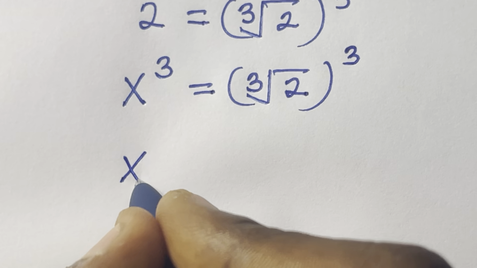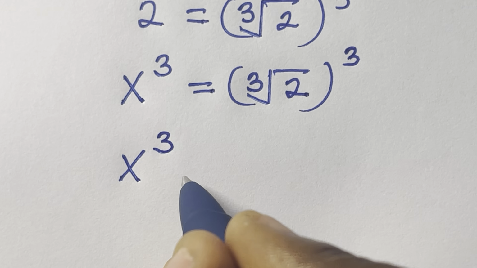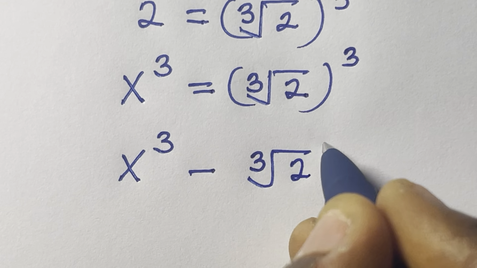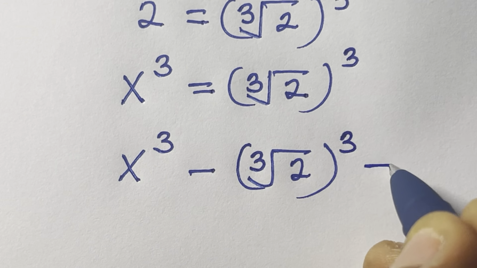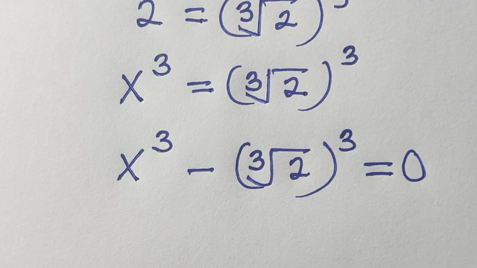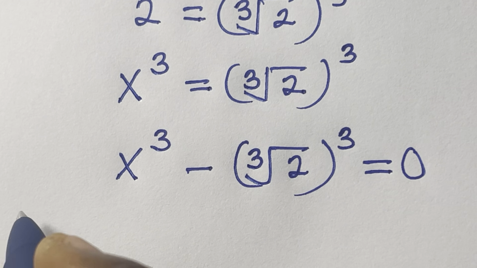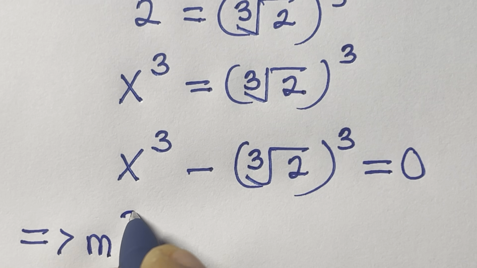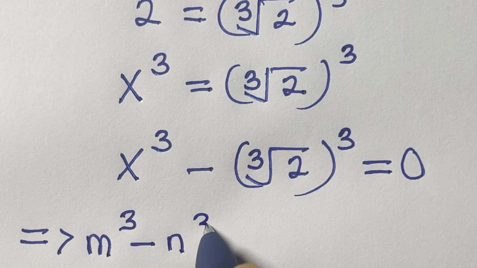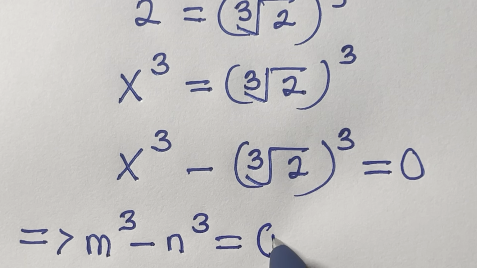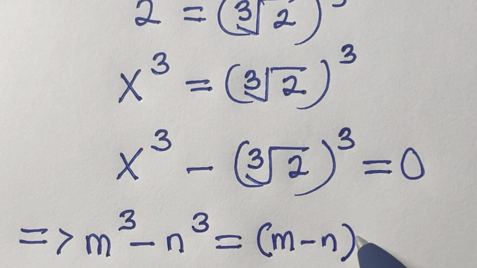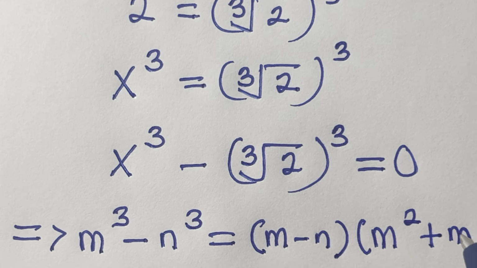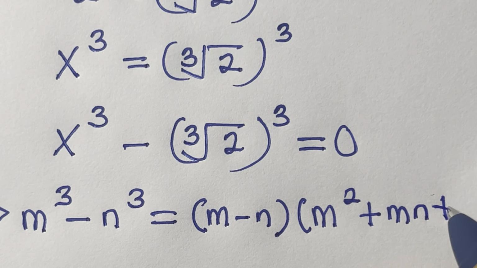So we have x raised to the power 3 minus cube root of 2 raised to the power 3 equals 0. So now if you have this expression of m raised to the power 3 minus n raised to the power 3, it equals m minus n, m squared plus mn plus n squared.